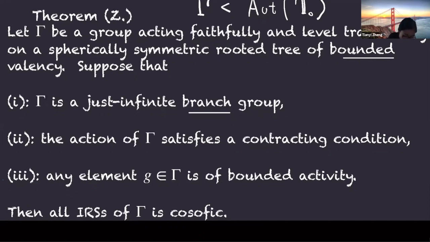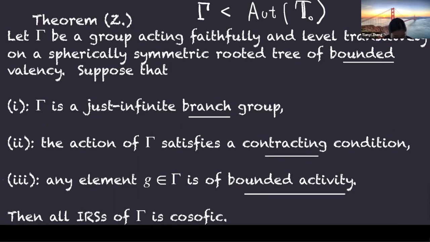There are two additional assumptions so that the argument can work. I'm going to explain what they are in a moment. They might look a little strange, but they're natural in the setting of automaton groups, which are familiar examples of groups acting on rooted trees. If all these three assumptions are satisfied, then all the IRSs of gamma are co-finitary. I'm going to define what I mean by a contracting condition and bounded activity in a moment, but I hope you have gathered the definition of what a just infinite branch group is.